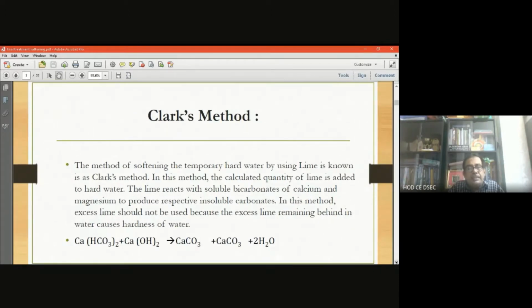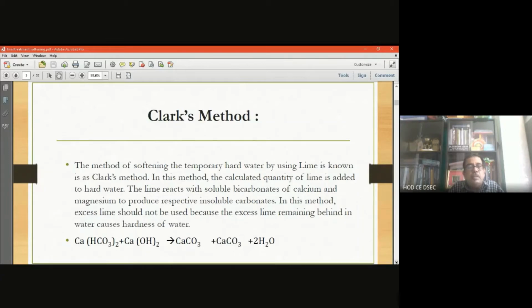Now the Clark's method. What is the Clark's method? The Clark's method is the method of softening the temporary hardness by using lime. The lime addition method is called the Clark's method. That is one of the methods of removing the hardness, that is the temporary hardness of the water.